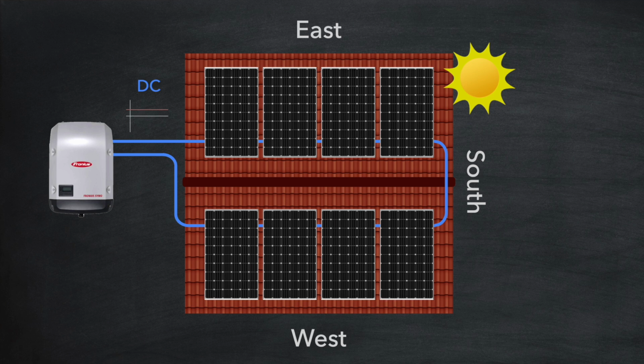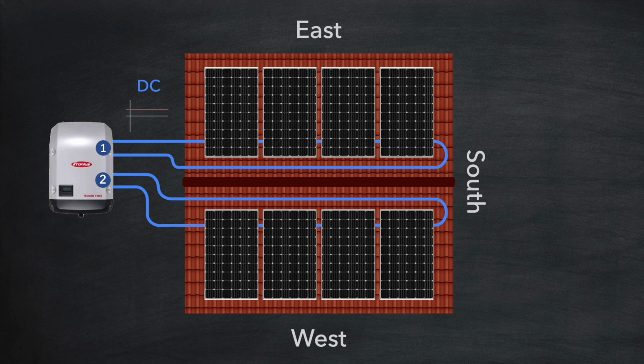Even if there is only a 20% difference between the two, the bypass diodes on the west facing panels will kick in, reducing the overall power output. The good news is that today nearly all string inverters support 2 strings, so we can split the array into east and west strings like so.